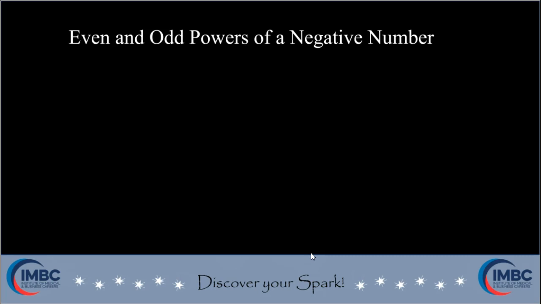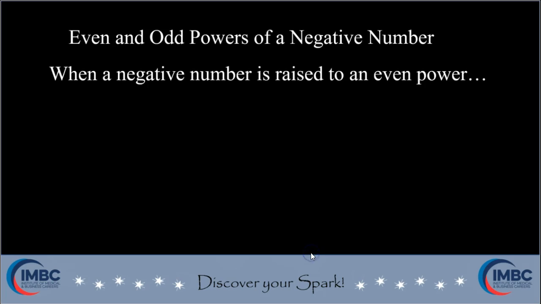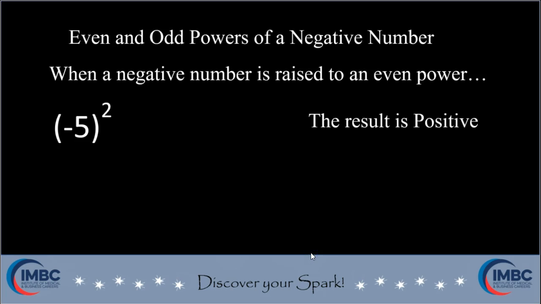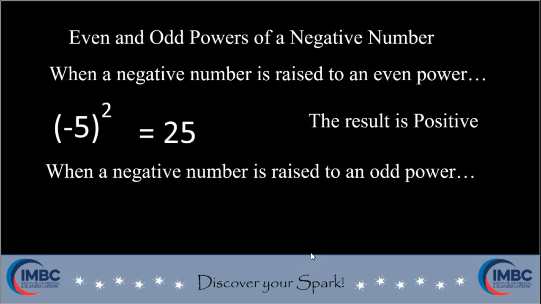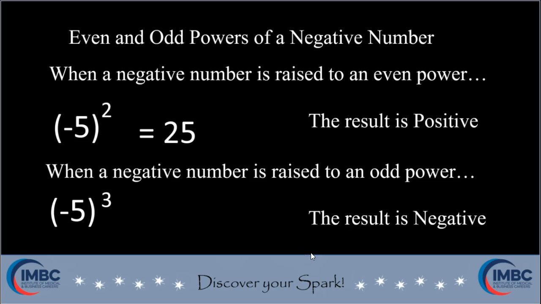Even and odd powers of a negative number. When a negative number is raised to an even power, negative 5 to the power of 2, the result is positive, positive 25. So a negative number raised to an even power, 2, 4, 6, 8, the result will always be positive. When a negative number is raised to an odd power, negative 5 to the power of 3, the result is negative, so negative 125.